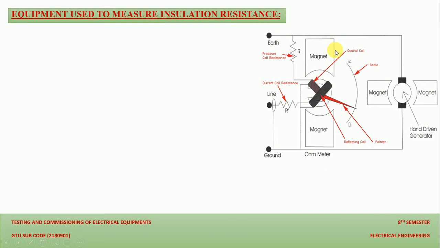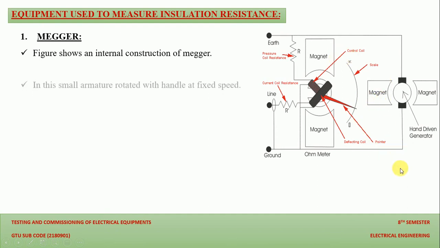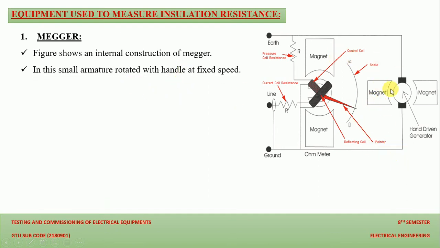Between two magnets we have a current coil and a pressure coil, and this is a small generator. So it is a hand-driven generator. Let us discuss this Megger in detail. This figure shows the internal construction of the Megger. Now, this small armature over here is rotated with a handle.